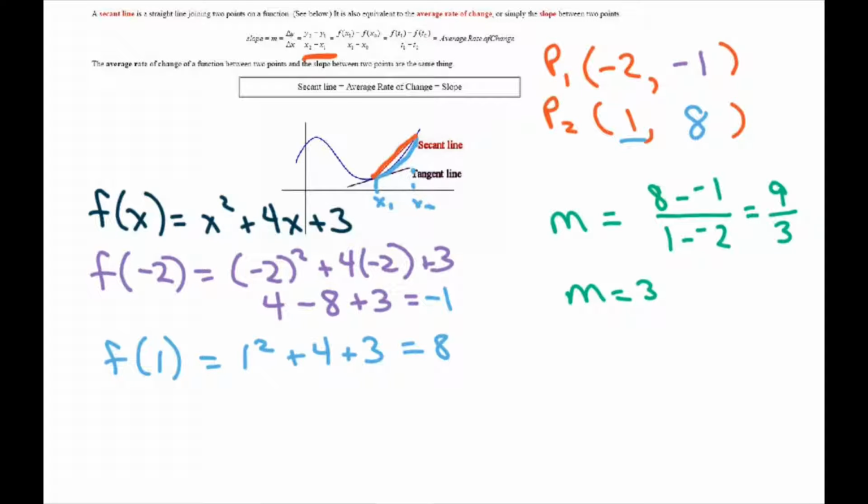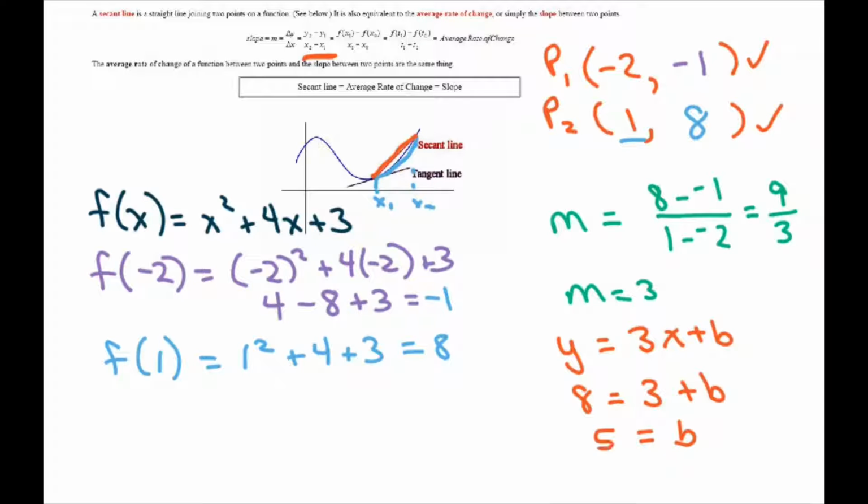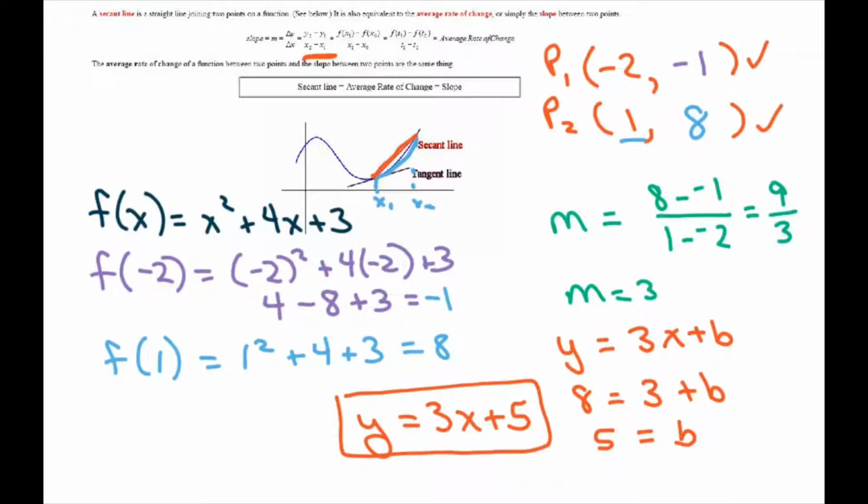Now to write your equation of the secant line, just write y equals 3x plus b. And let's plug in one of these points. Let's plug in this one. So 8 equals 3 times 1, which is just 3, plus b. So clearly 3 plus 5 is 8, so b is 5. So your equation of your secant line is y equals 3x plus 5. If that's all you need to know, then you're pretty much done.